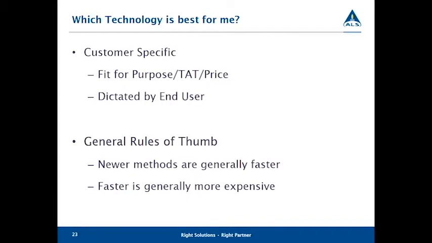But in general, there's rules of thumb. Newer methods are getting faster and faster and more specific. But as with anything new and faster is generally more expensive. And depending on the method, the level of expertise needed varies as well. Typically, the less expertise that's required to perform it, the more expensive it could be, because you're tied up in complex equipment or detectors needed to do that interpretation.